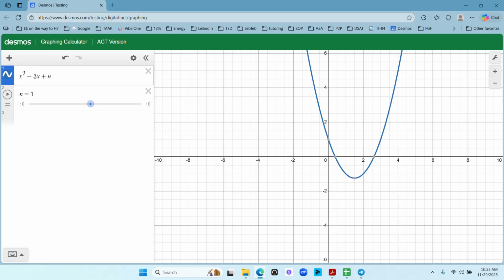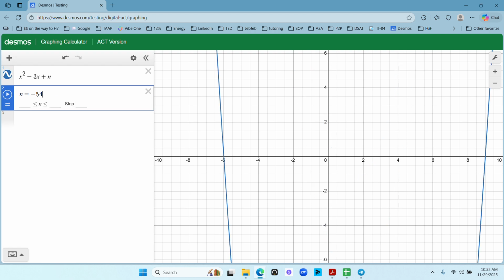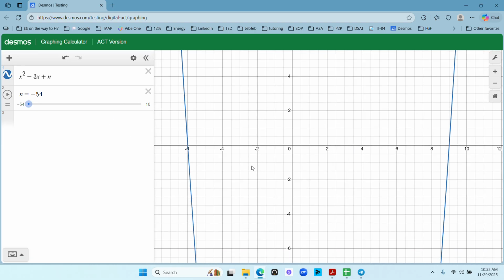And we want to know what value of n the quadratic equation has solutions of 9 and negative 6. And the answer choices are what n could possibly be. So if I plug in negative 54, I could see that the solutions, or the x-intercepts, are negative 6 and positive 9. So negative 54 is the correct answer.